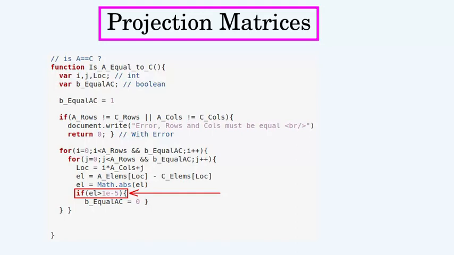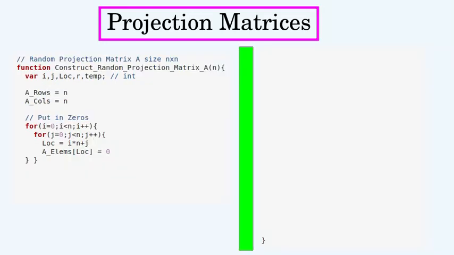If two numbers are different, we can say that these matrices are unequal and exit the loop. And so we can return this return variable here. Now we have to test this function with examples of projection matrices.